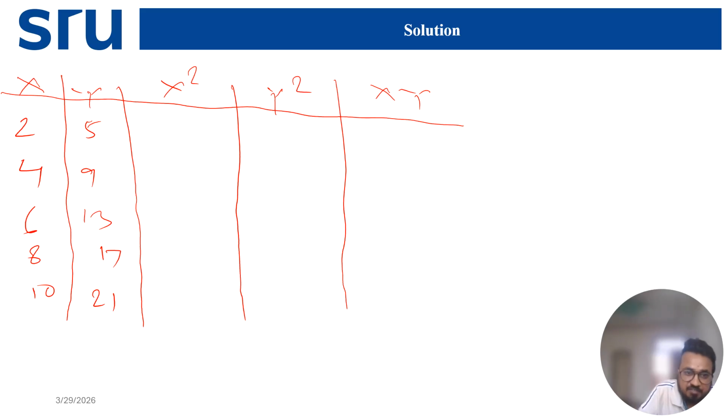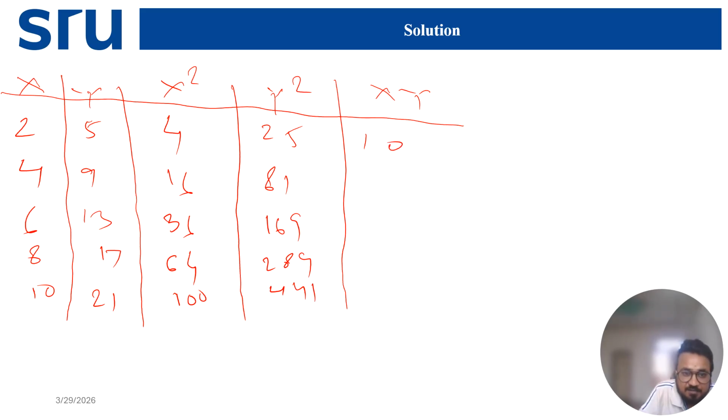So now we can find the value of X square. This is 4, this is 16, this is 36, this is 64, this is 100. Now what is the value of Y square? This is 25, this is 81, this is 169, this is 289, and this is 441. Okay. So now we will find the value of X into Y. This is 10, this is 36, this is 78, this is 136, and this is 210.